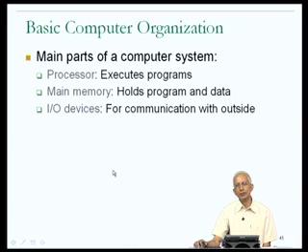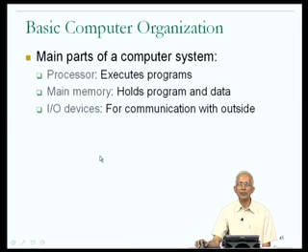Now, as you have probably heard, there are three main parts to a computer system. One of the most important parts of the computer system is what is called the processor, or the CPU, or central processing unit. And it is the processor which essentially executes your programs. The processor contains a lot of circuitry which is capable of executing the instructions which you have used to describe the algorithm that your program is implementing.